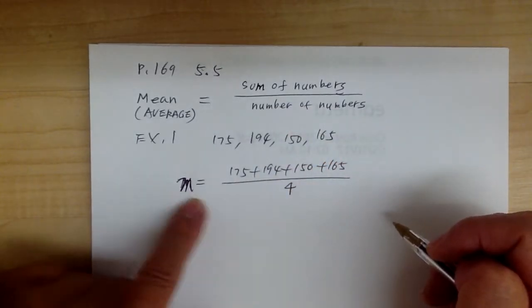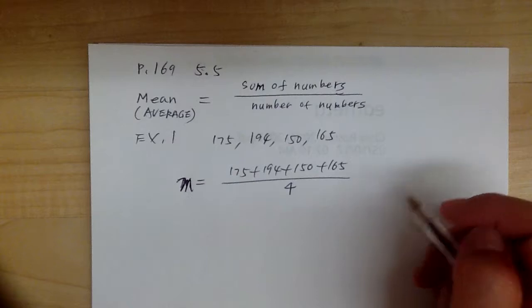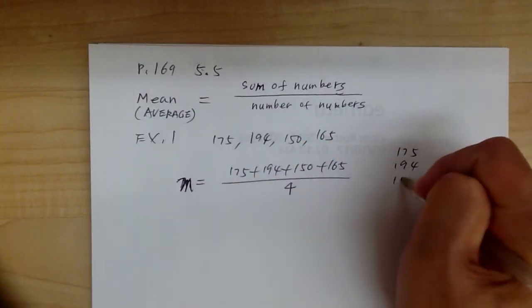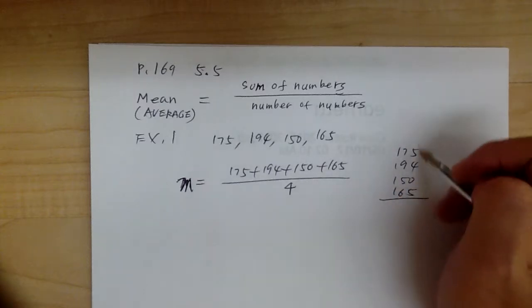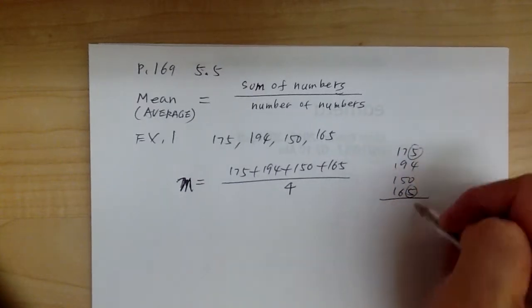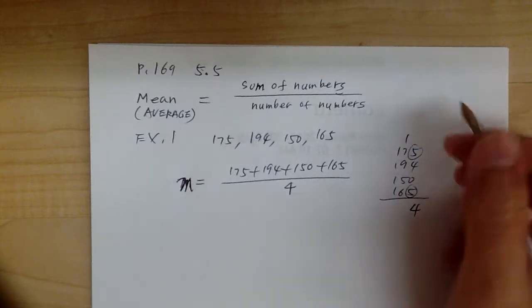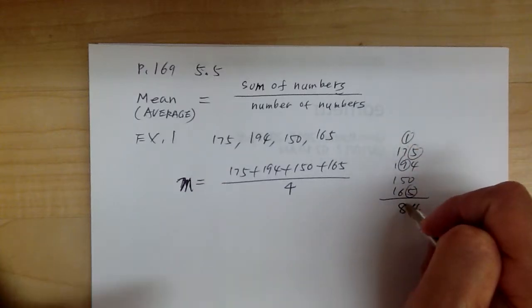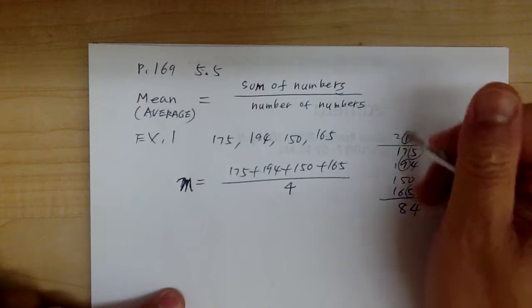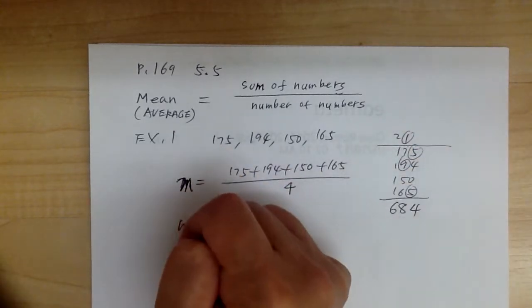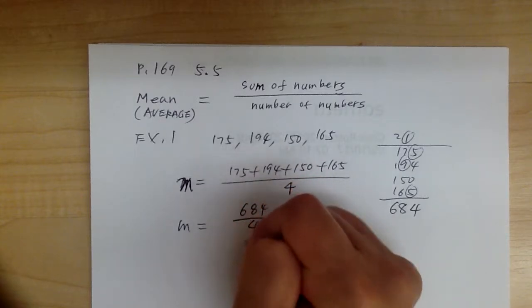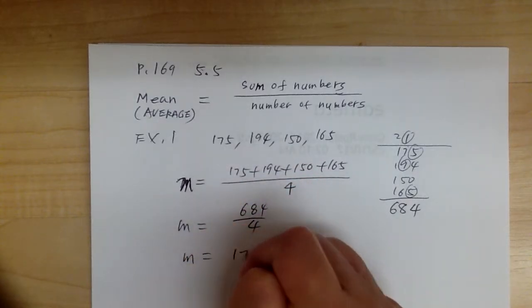So again, mean is the average. So you add all this together. You can go up to the side. So 175, 194, 150, 165. Look for the 10. So this and this will give you 10. If it's 14, carry 1. So you've got 1 and a 9, gives you 10, right? And you add this, so it gives you 28. Okay, carry 2. And then you add, you get 684. So the mean is equal to 684 over 4. So the mean equals 171.